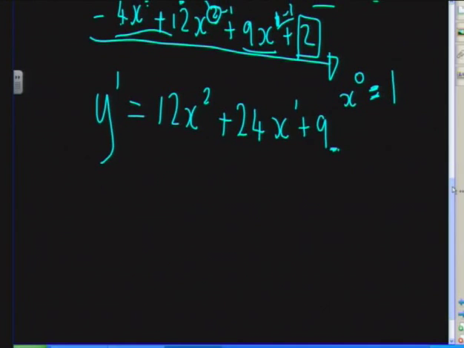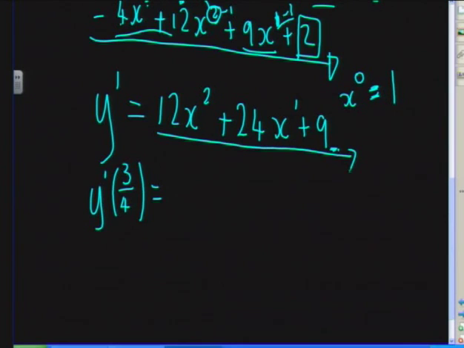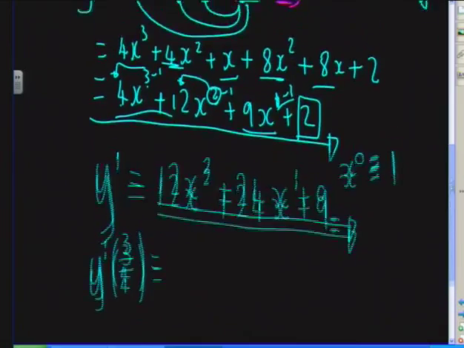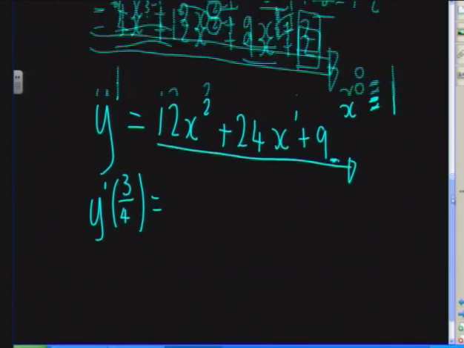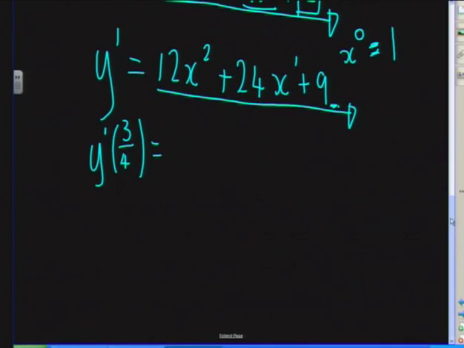If I want the gradient of the curve at the point 3/4, all I do is I substitute 3 over 4 in place of x in the expression for the gradient. That will give me, importantly, the gradient of the tangent as well, because remember where the tangent meets the curve, the gradients are the same. So if I use this 3/4 and I substitute it into the gradient, I will get the gradient of the straight line at the same time. All right. So let's do that.